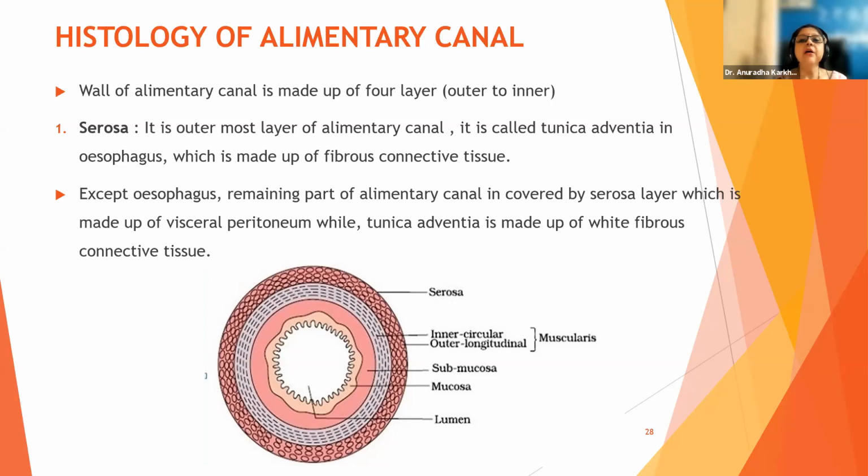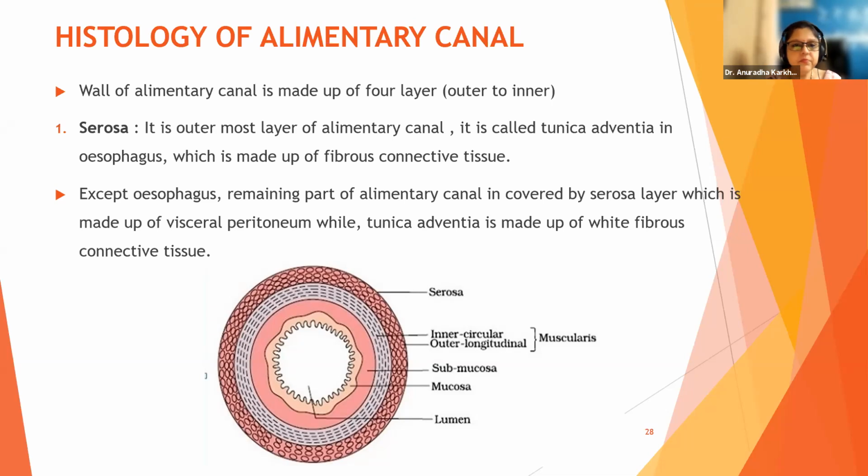So the word serosa is going to be common, but the serosa of the esophageal region would be called what? Tunica adventitia. And here it will be made up of fibrous connective tissue. So if in the examination this word tunica adventitia comes, please remember it is the outermost layer, it is the serosa layer of the esophagus.